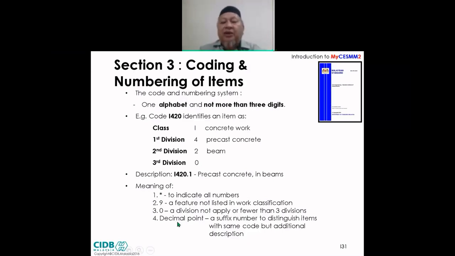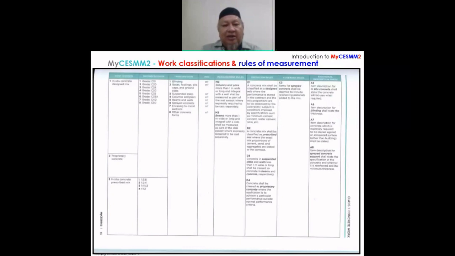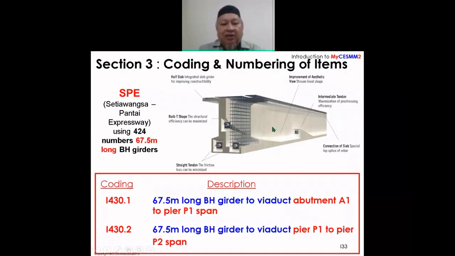And the next one is the decimal point. Dot 1, dot 2, dot 3 can be used for the same item, but with slightly different attributes. For example, here you have this long beam, a 67 meter beam. They call it a BH girder, meant for our new highway yet to be completed, the SPE highway. You can see the description: 67 meter long BH girder, to viaduct abutment A1 to pier 1 span. Then the same thing, pier 1 to pier 2 span. That means it's telling you the same beam but a different span.